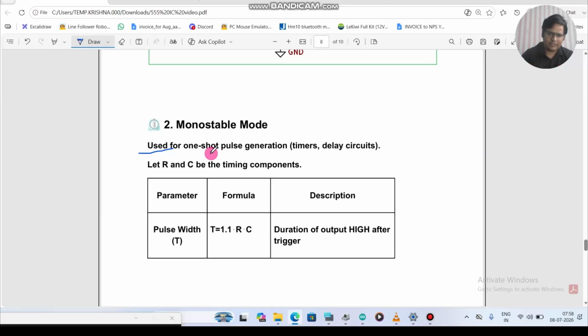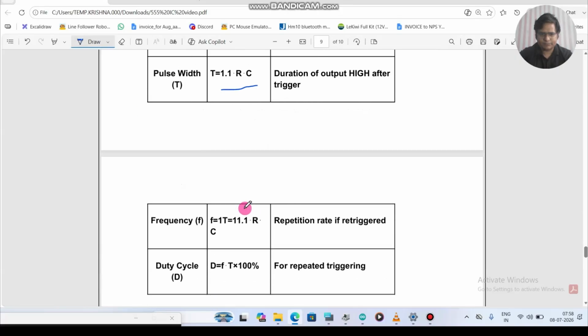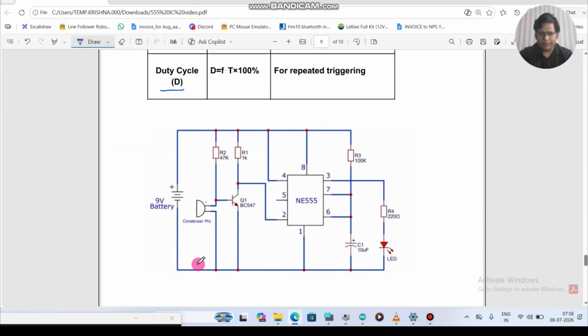There is no control on the off state. That's why just one state is stable. In the one state you have the control, which is the clap, and after that you don't have control on the off time, right? It will turn off automatically. That's why it's called mono. Mono means one. Okay, for monostable, these are the formulas. Pulse width we can calculate with this. We can calculate the frequency and duty cycle. These are the formulas.